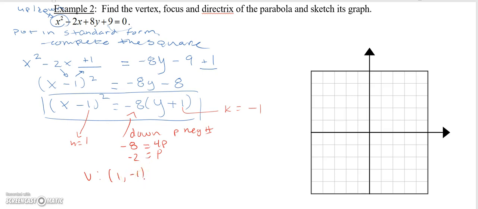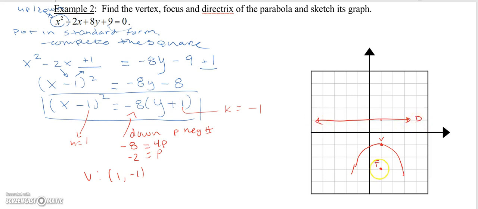So let's go ahead and plot what we have. So my vertex is at 1, -1. And I know my p is -2, so I'm going to go 2 in either direction. Now one of these is the vertex, one of these is the focus and the other one is the directrix. Since my vertex is here at 1, -1, and I go p units down, I know this parabola in a rough sketch is opening downward. I know the one inside the parabola needs to be my focus. So going p units the other direction is my directrix.